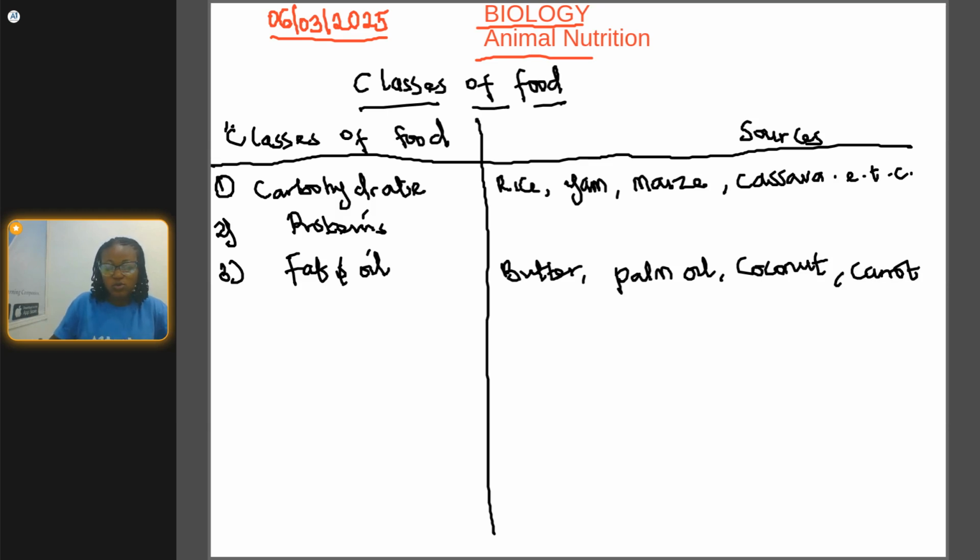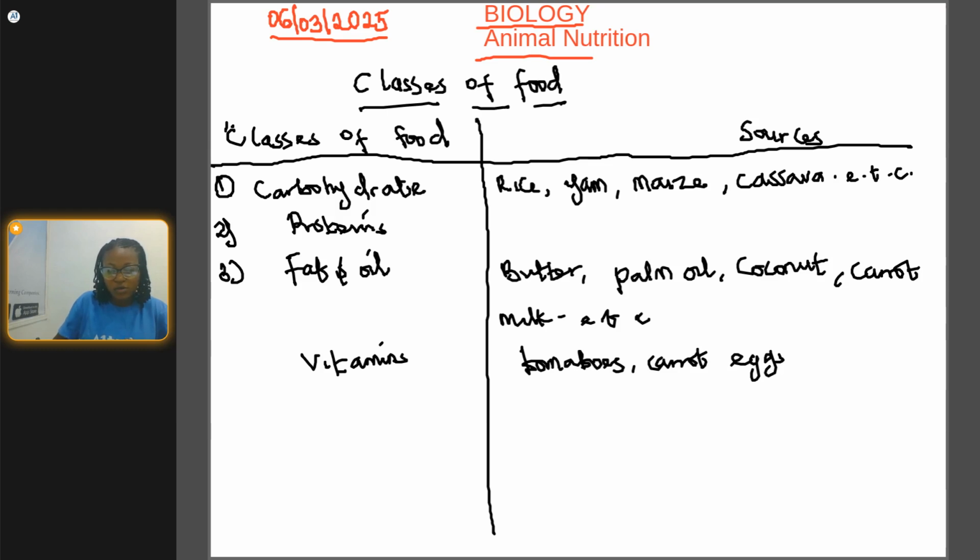We have carrots, we have milk, etc. Okay, so we also have vitamins. And what are the examples of vitamin? Examples of vitamin. You have your tomatoes, you have your carrots, you have your eggs, you have your green vegetable.